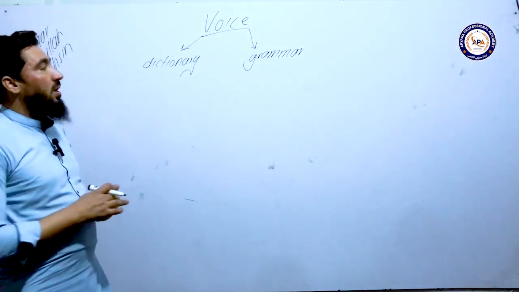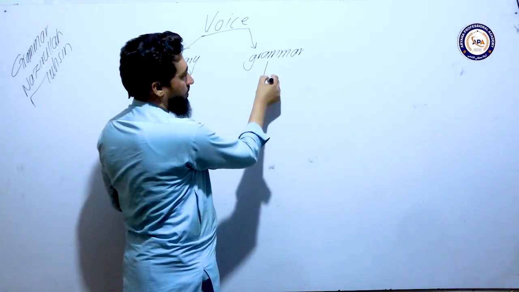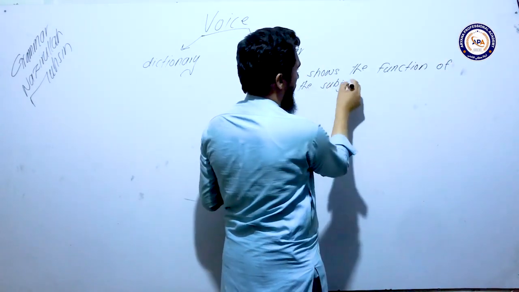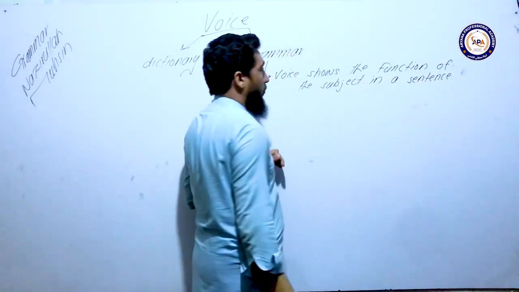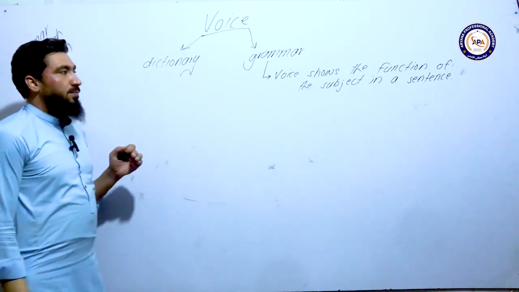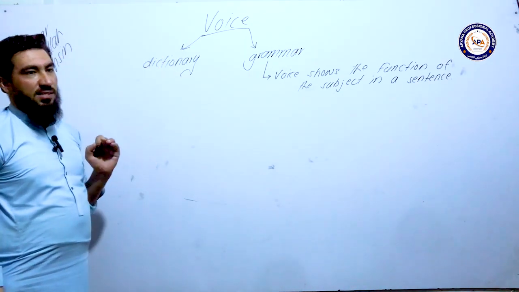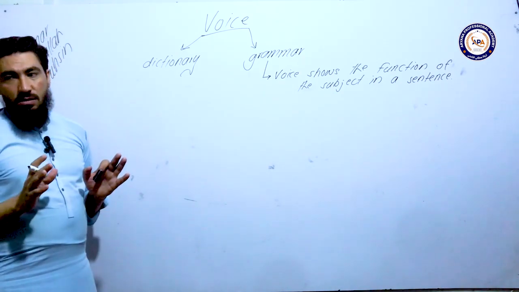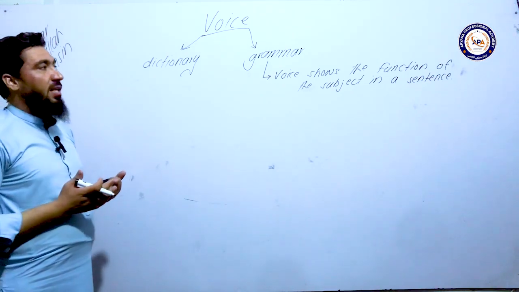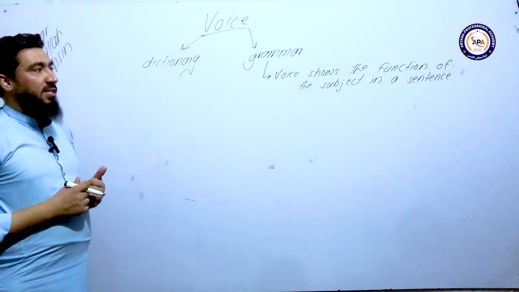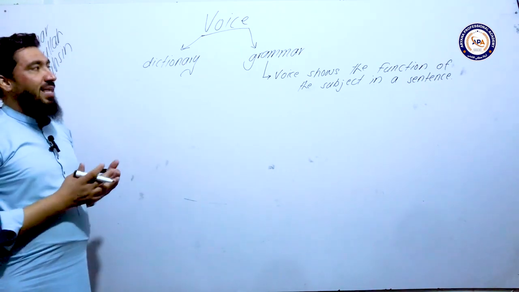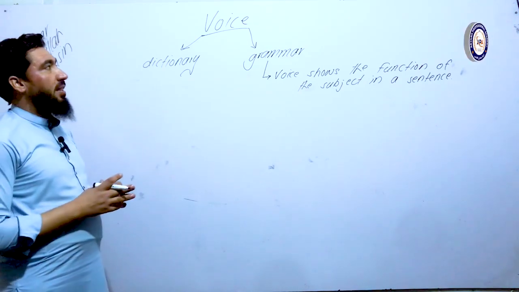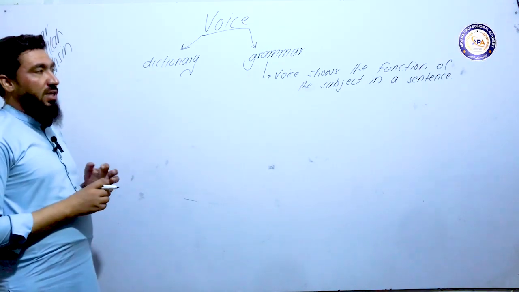But according to grammar, voice shows the function of the subject in a sentence. You might ask that the function of the subject is clear. So what is the need of saying that voice shows the function of the subject? We always say that the subject is the doer of an action, and that is the function. So what is the need of saying that voice shows the function of the subject in a sentence?